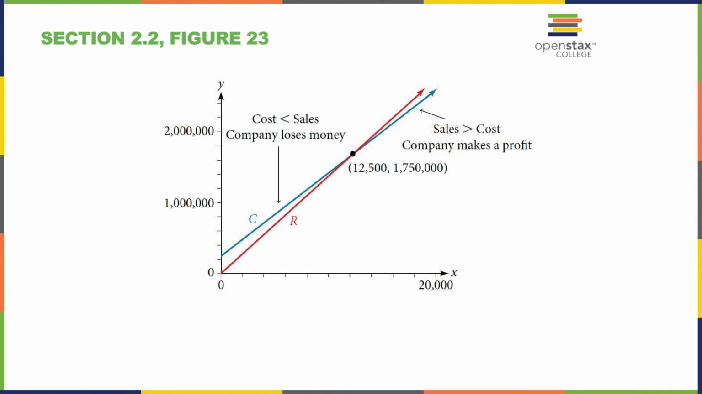And when you take a look at the graphs here, you can see that my blue line is cost, my red line is revenue. We want to go past the point where revenue is above cost. So pretty much anywhere in this section here is going to be profit. Anything before that is going to be a loss of money.